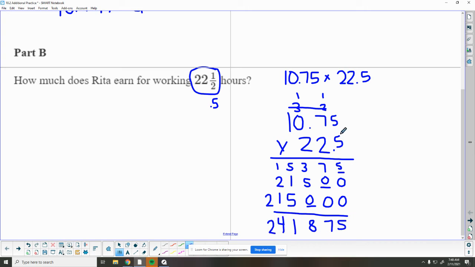Now I need to count my decimal places. I can see 1, 2, 3 decimal places. Just double checking here. We're going to round this up since we're talking about money. We come to our hundredths place and look back behind. The 5 is big, so it makes this 7 bump up. So she will make $241.88 if she works for 22 and a half hours.